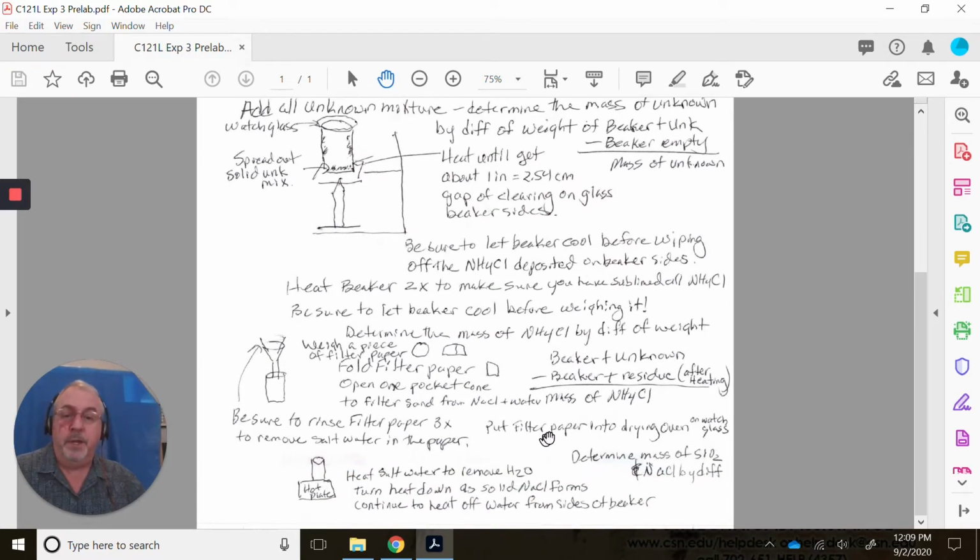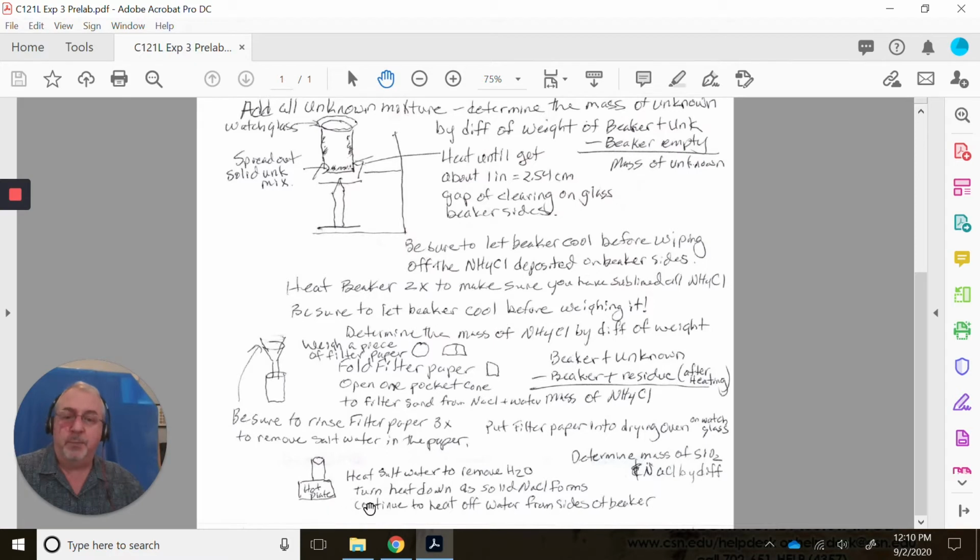We're going to then take the filter paper and put it into the drying oven on a watch glass, the watch glass that we used up above. We're going to heat the salt water to remove all of the water, and as the water boils away, the salt residue will stay here, and as the salt starts to form, we can get what is known as the popcorn effect, where the water coming off of the salt crystal vaporizes and causes the material to splatter around.